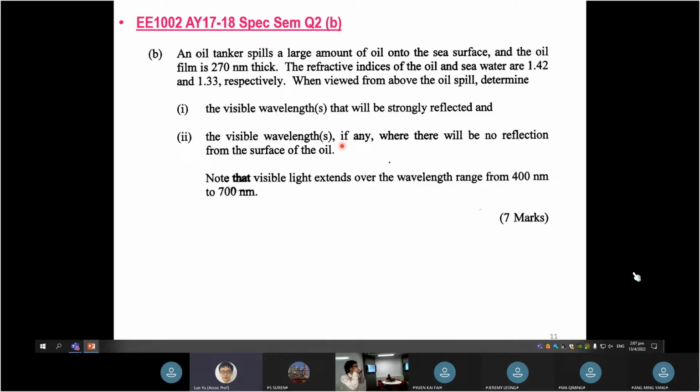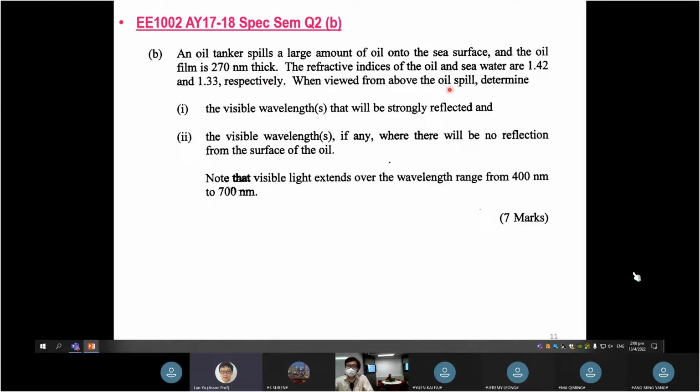For the thin film, the first one. Here we have an oil tanker spilling a large amount of oil onto the sea surface. The oil film is 270 nanometers thick. The refractive index of this oil is 1.42, so this is the film. Then the refractive index of the seawater is 1.33.